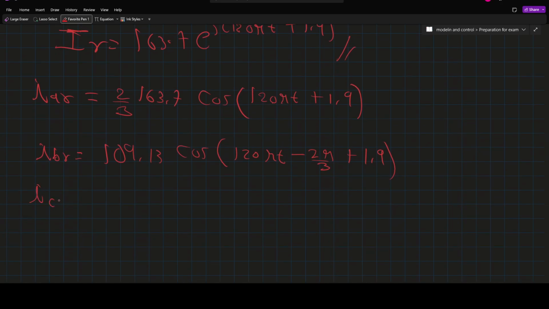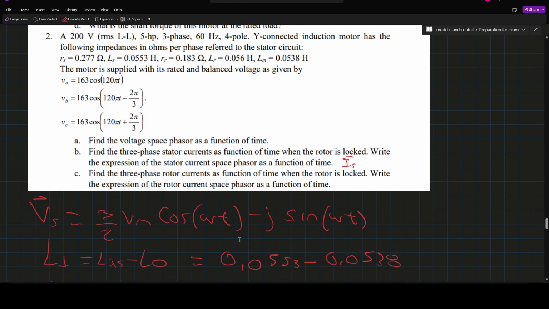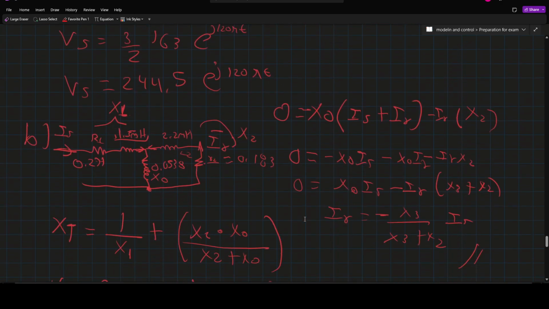And ICR is the same magnitude, cos of omega t, 240 shift plus our new angle. So like that we can find our currents in our rotor, in our stator, in both space phasor and when we want it as a function of time in our three phase.